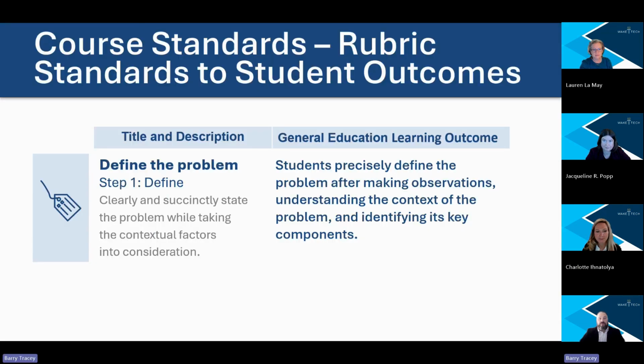In the first step, we define the problem, clearly and succinctly stating the problem while taking the contextual factors into consideration. One of the problem-solving skills some students have issues with is to clearly define a specific problem. In an English paper or persuasive speech, this would be the thesis statement. Often the problem is given to them, but even having them restate the problem in their own words is a great skill.